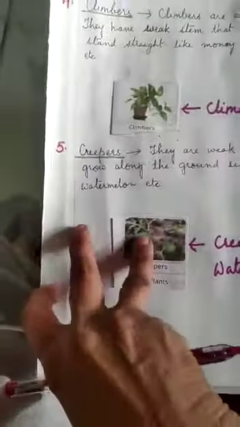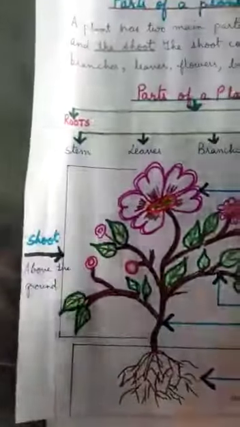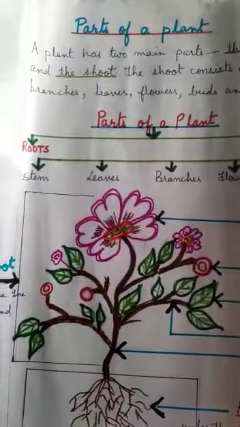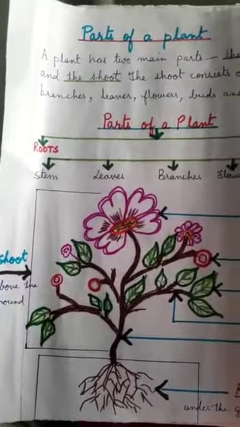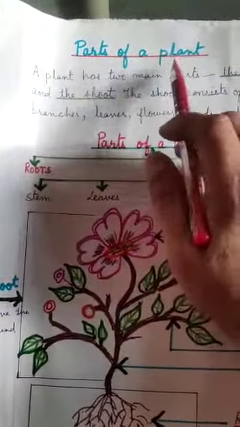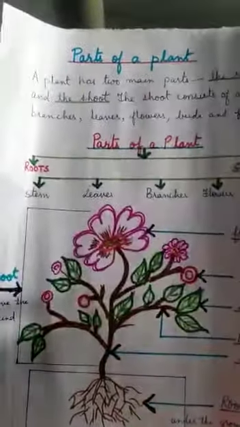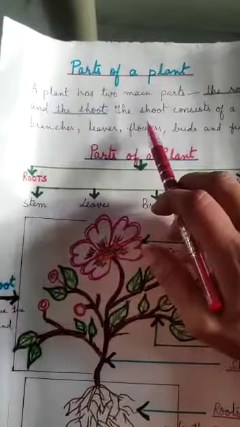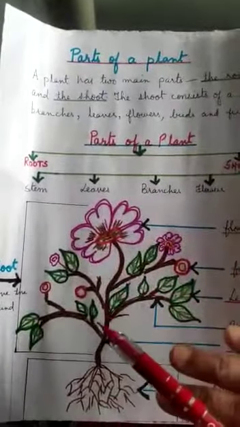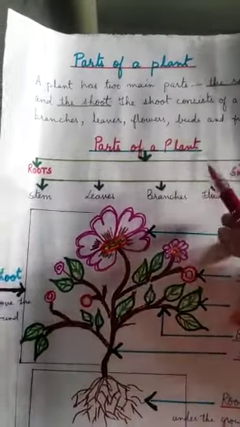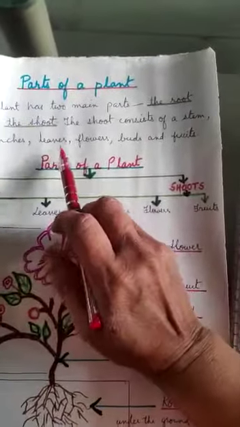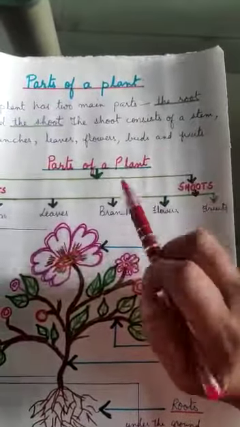After this, we are going to discuss the second point, that is parts of a plant. A plant has 2 main parts. One is root and the other is shoot. The root grows below the ground and the shoot grows above the ground. And the shoot consists of a stem, branches, leaves, flowers, buds and fruits.